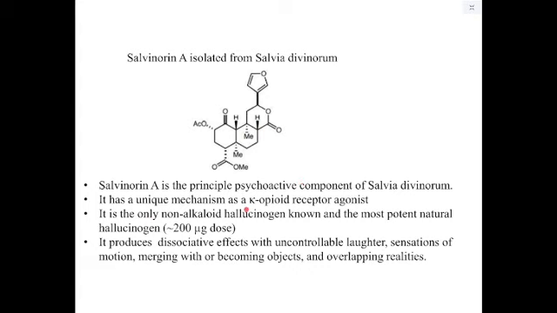It has a unique mechanism as a K-opioid receptor agonist. It is the only non-alkaloid hallucinogen known and the most potent natural hallucinogen. So again, you can see it doesn't have any nitrogen. That's why we are calling it a non-opioid.